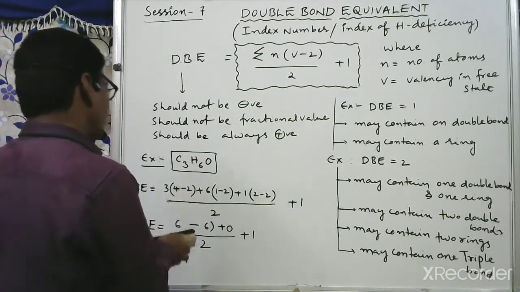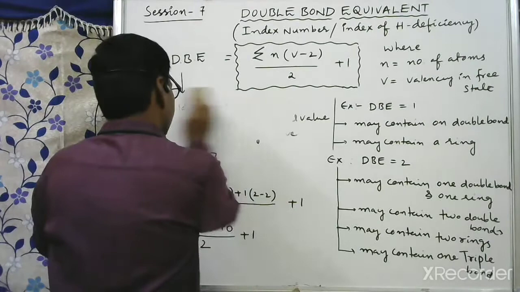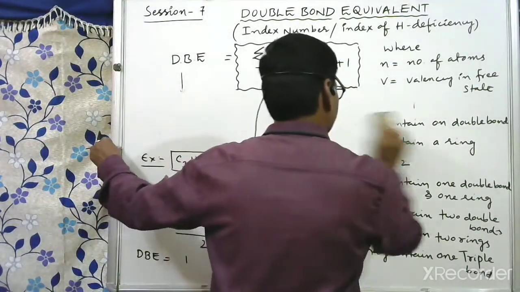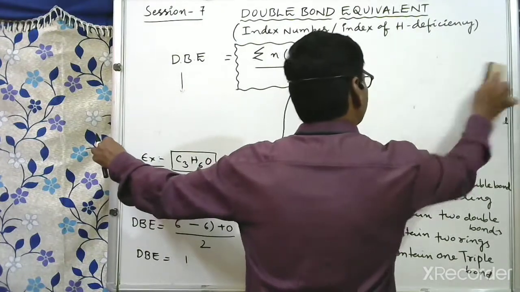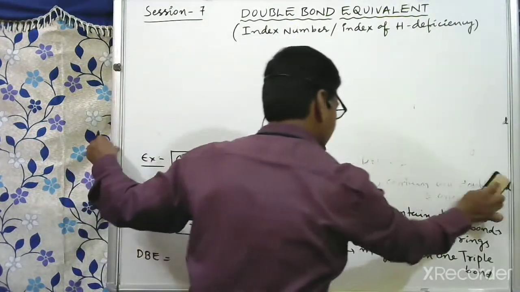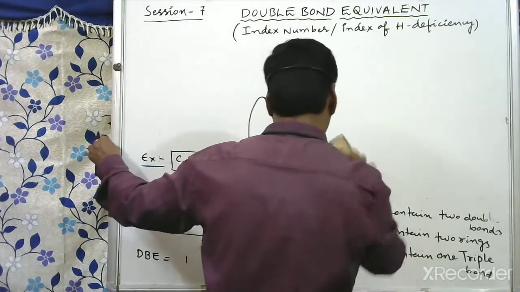See, for this I am now writing different structures. At one side I will write this formula, double bond equivalent.